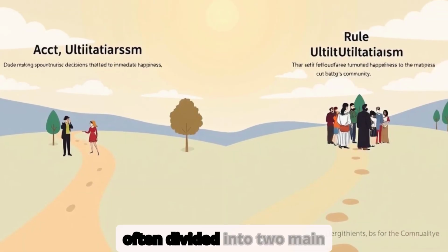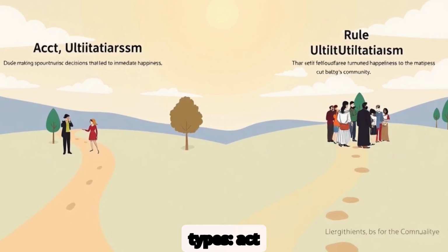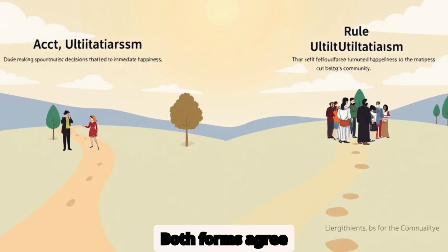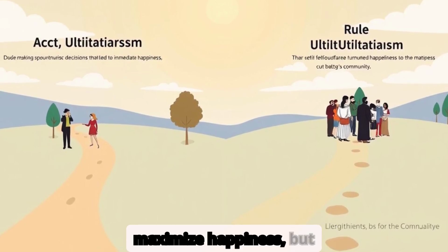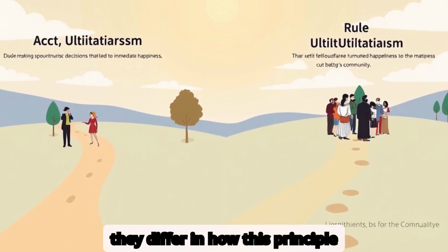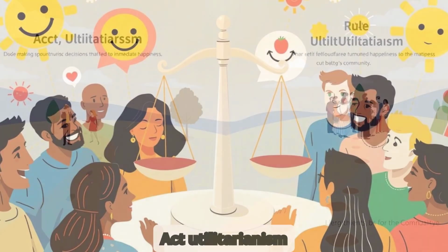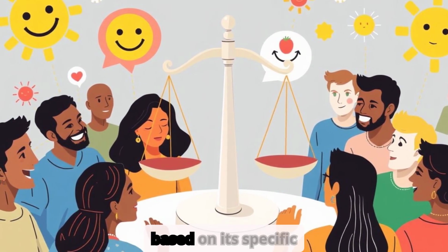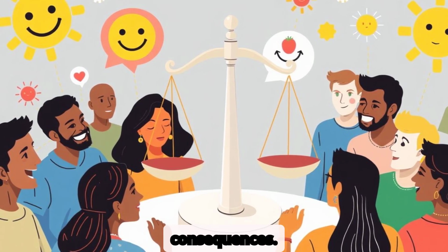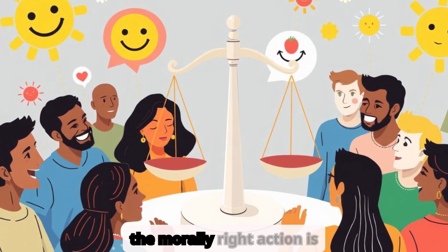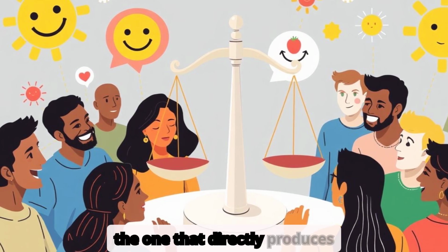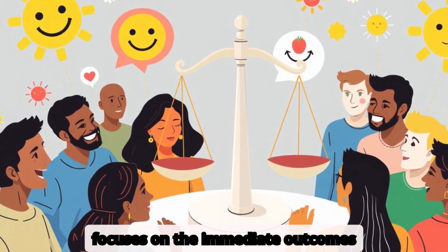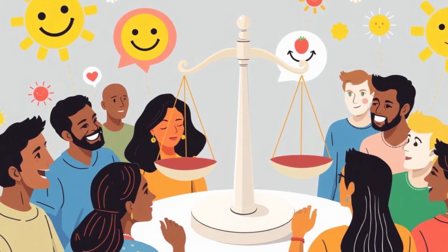Utilitarianism is often divided into two main types: act utilitarianism and rule utilitarianism. Both forms agree that the goal of morality is to maximize happiness, but they differ in how this principle should be applied. Act utilitarianism maintains that each individual action should be evaluated based on its specific consequences. In each situation, the morally right action is the one that directly produces the greatest happiness. This approach focuses on the immediate outcomes of individual decisions.